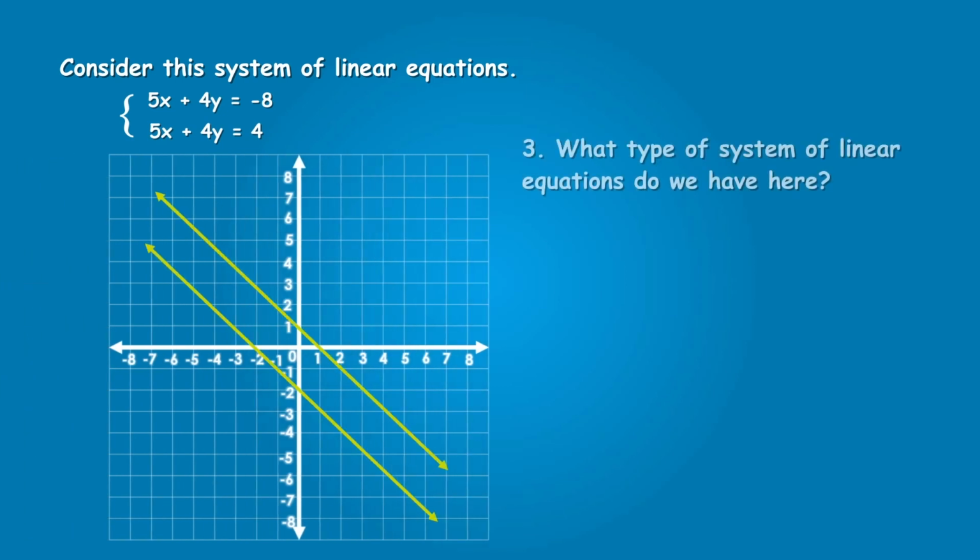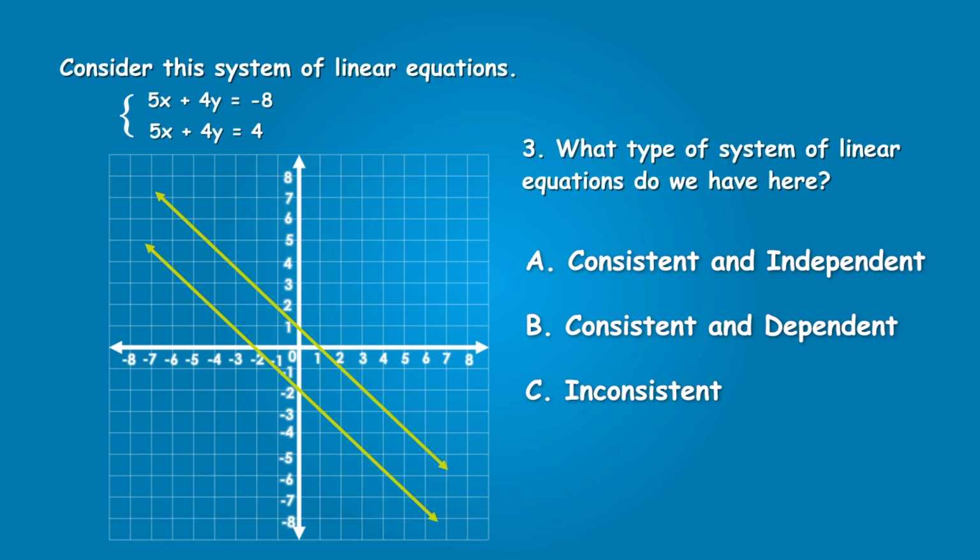Consider this system of linear equations. What type of system of linear equations do we have here? A. Consistent and independent. B. Consistent and dependent. Or C. Inconsistent. We can see that the lines are parallel, so there is no point of intersection. Therefore, the given system of linear equations is C, inconsistent. We can also conclude that there is no solution for this system of linear equations.